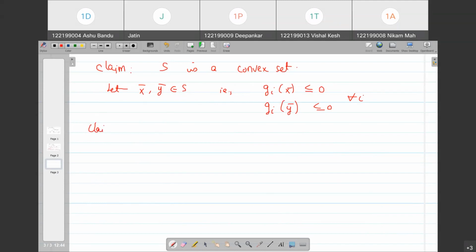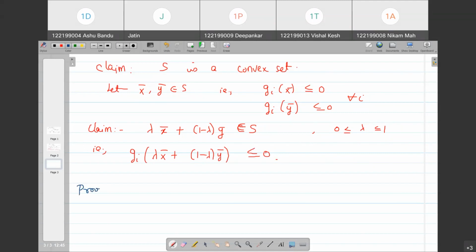When you call something a convex set, if you take two elements from that set, then the segment joining those 2 points, how do you write it mathematically? The segment joining those 2 points is represented by this equation. Then the segment should also lie in the set S. Then we say the set is a convex set. So what do I want to prove? We want to prove that gi of lambda x bar plus 1 minus lambda into y bar is less equal 0. This is what we want to prove.